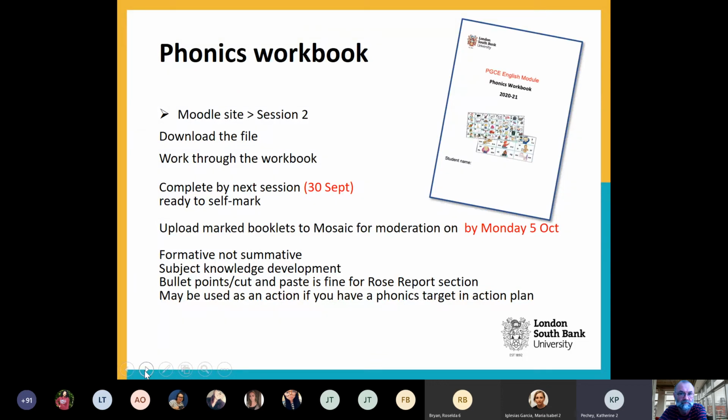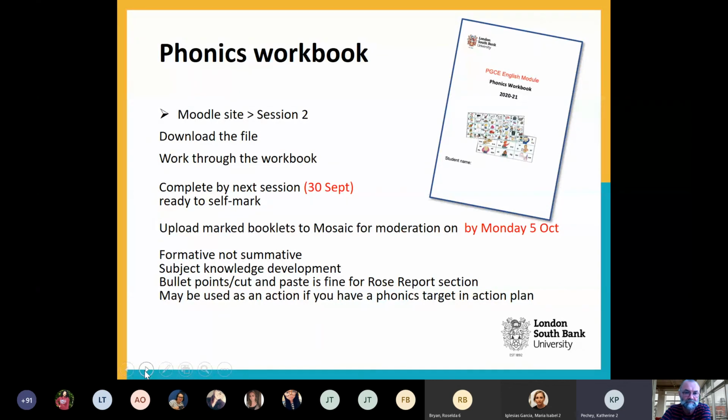It's also on Moodle. There is also a separate guidance document which just talks you through some of the content of it, so you'd find that helpful. That is on Moodle. Basically, what we'd like you to do, please, is, as it says, download it and work through it. And again, this could well be a phonics action, or part of it could go towards your phonics targets that you might have set yourselves. It is what it is. It's designed to help you feel more confident about phonics.